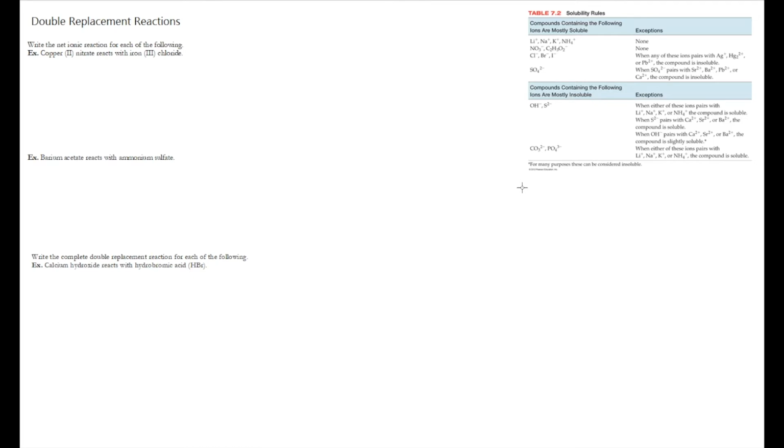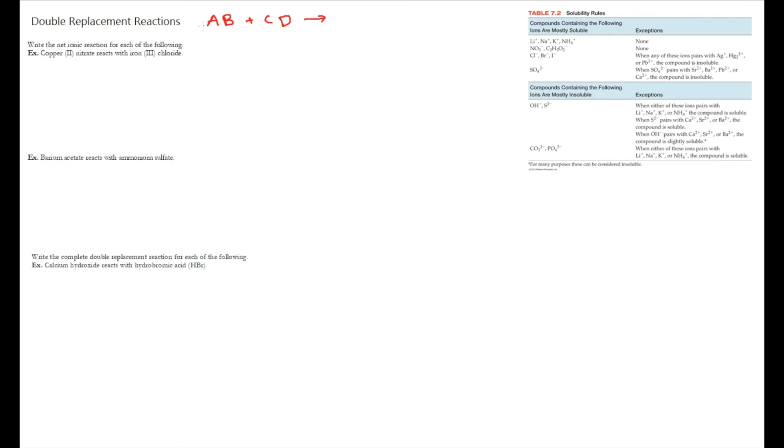We've talked about single replacement reactions, and now we're going to be talking about double replacement reactions. So what happens in a double replacement reaction? We've already talked about this, but let's review. You're going to be switching partners. Specifically, you're going to start off with A and B together, a compound, and C and D, and they're going to react together.